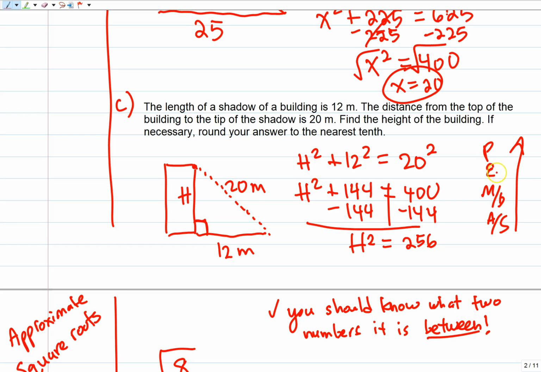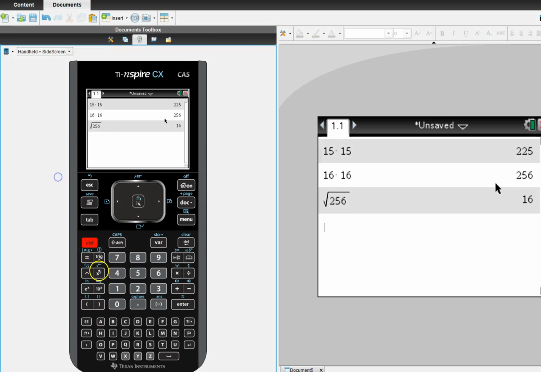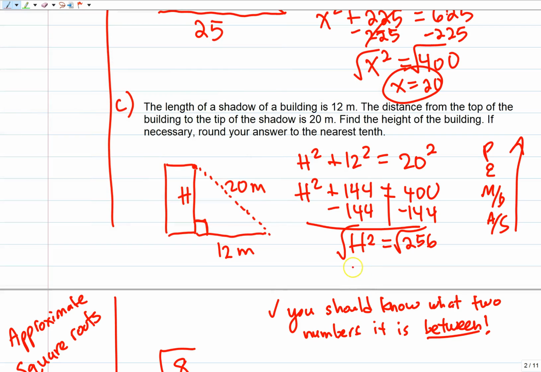And to undo the exponent, we square root both sides. What is the square root of 256? I think we just did that. 16. So the height is 16 meters.